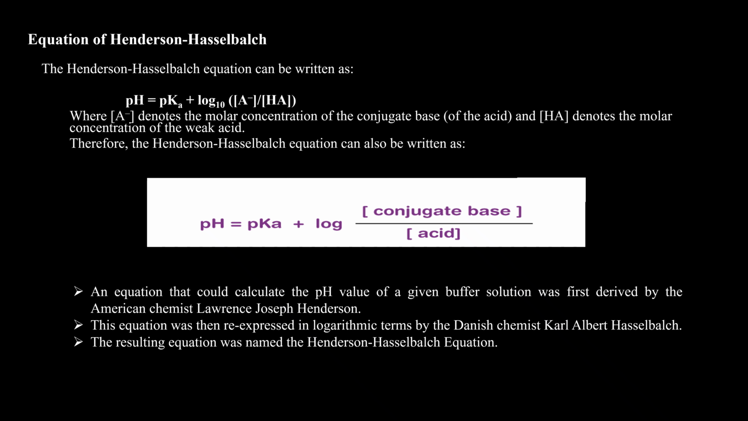The equation could calculate the pH value, therefore solution by the equation American chemistry liaison to Joseph Henderson. The equation is expressed to logarithm from the Danish chemical Carl Albrecht Archibald results in the named Henderson equation.